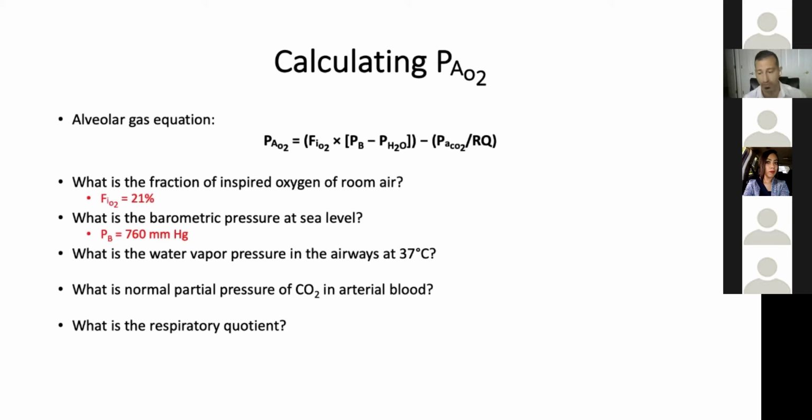But in Mexico City, where you guys are, I did my homework, I looked this up, and you are at quite a high elevation. Does anybody know what the atmospheric pressure is? Yep, exactly, around 580. How about the water vapor pressure? That's 47. The normal partial pressure of carbon dioxide in arterial blood, what is normal CO2?